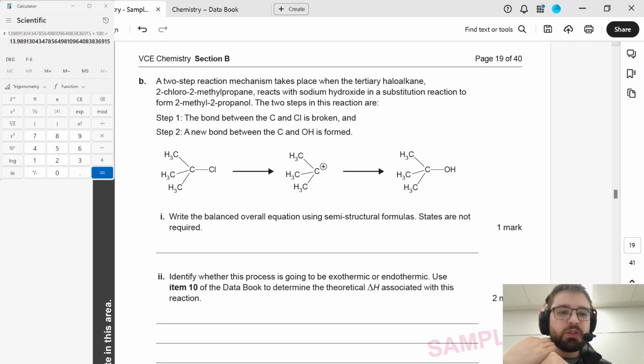Interesting. So they're referring to this in terms of an SN1 mechanism, which is accurate for a tertiary haloalkane. Alright, write the balanced overall equation using semi-structural formulas. States are not required.